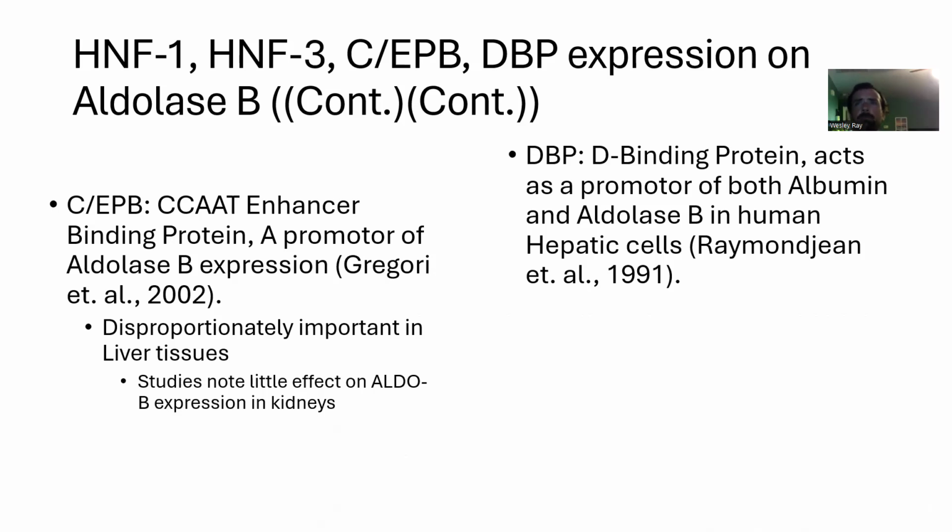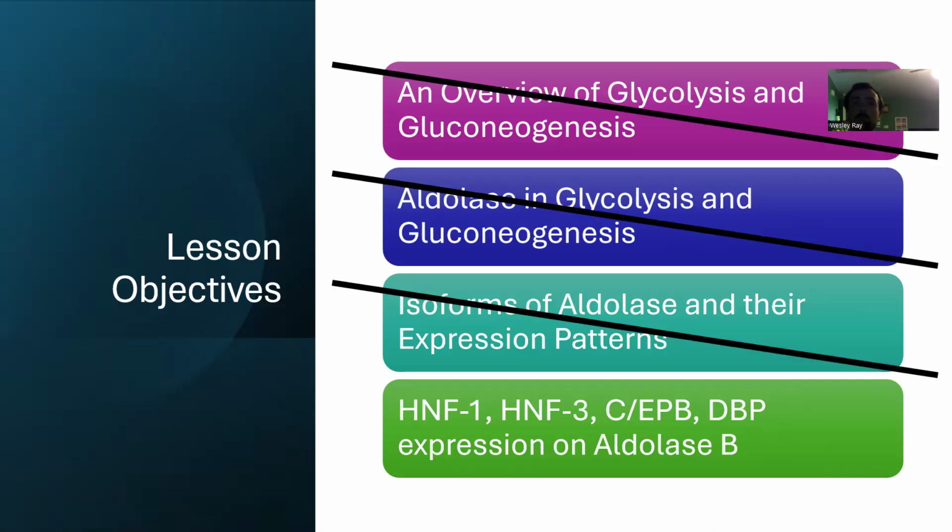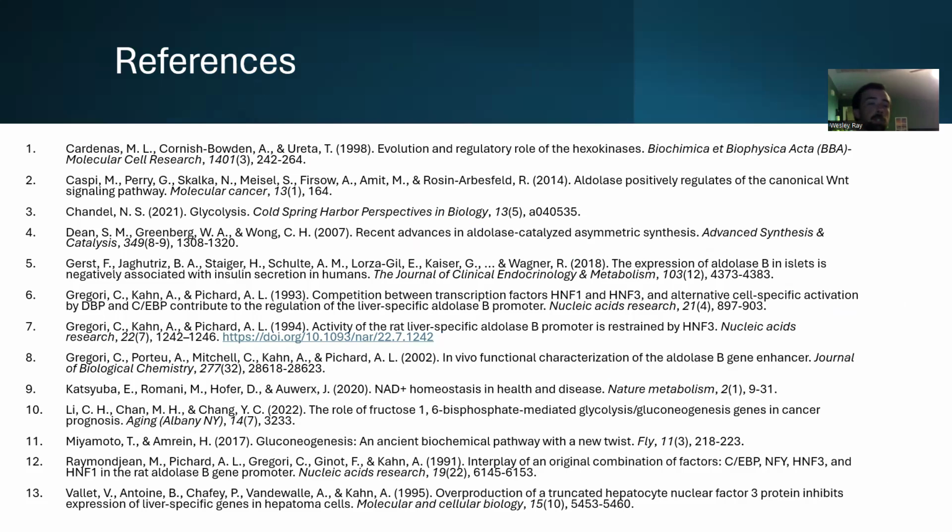DBP, D-binding protein. This is acting as a promoter of both albumin and of aldolase B in human hepatic cells. Very important. However, when you take away DBP, it seems like it doesn't have quite as large of an effect as what the C/EBP or HNF factors seem to have on aldolase B expression. Okay, and I have my references.